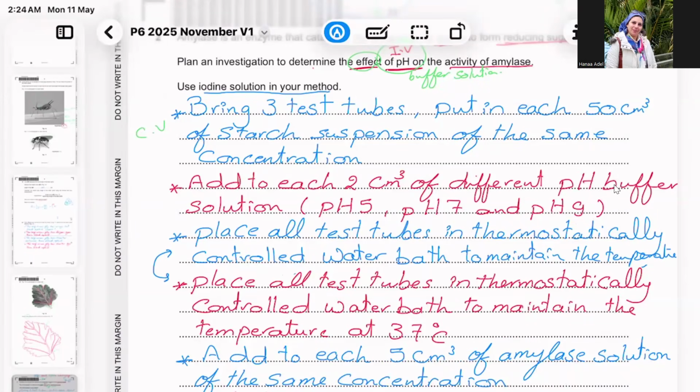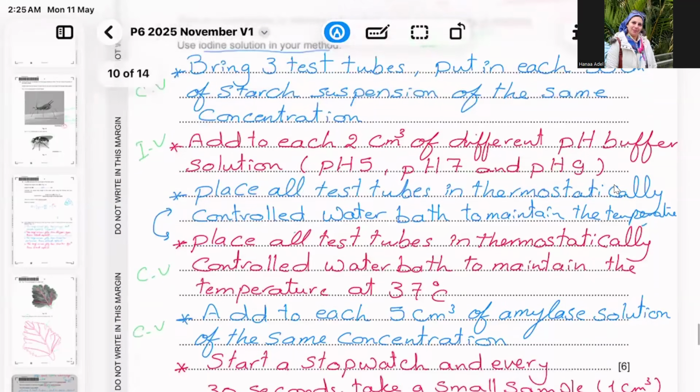So this we have it as the independent variable, okay? And this is a controlled variable, the same temperature, and 5 cubic centimeter of amylase solution of the same concentration, also a controlled variable. So you have to write many controlled variables.